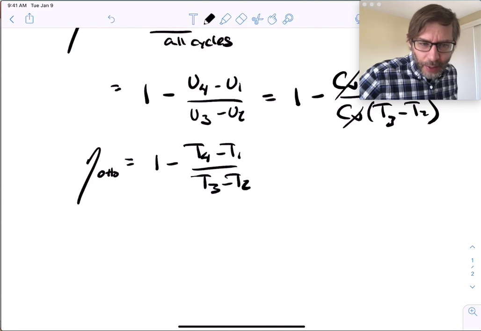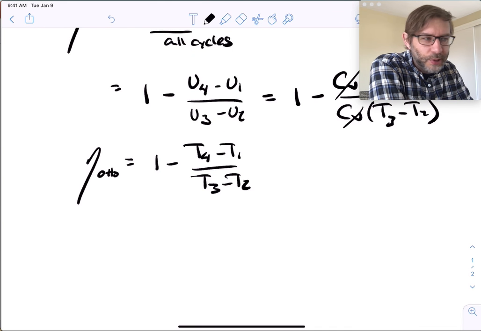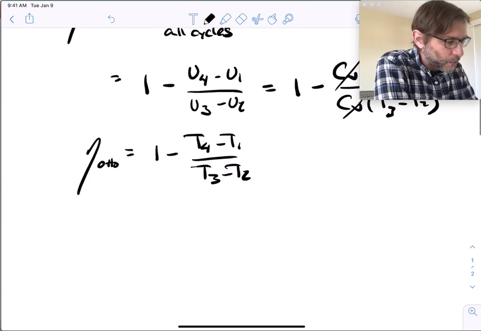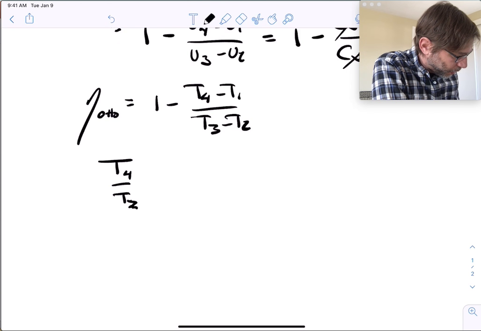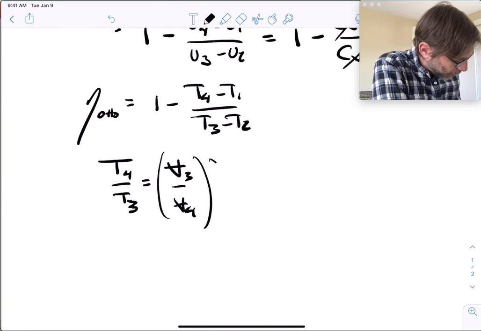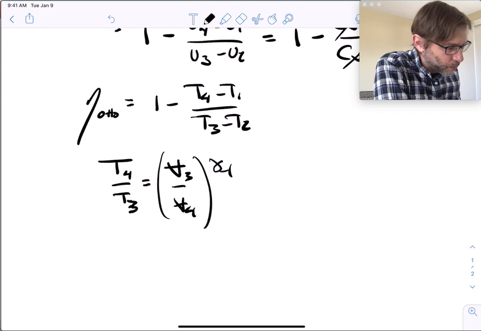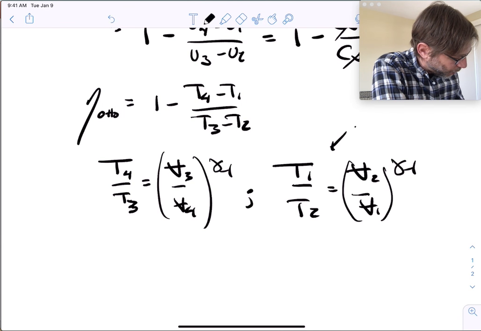Now, this is also great. Measuring temperatures is not that easy to do, especially since the engine's moving so fast. You can't actually measure the temperature inside an engine. So you want to come up with a way to do it differently. But remember, if we assume that those processes, T4 to T3, are isentropic, we have T4 over T3 equals V3 over V4 to the gamma minus 1. And we also have the compression process, which is T1 over T2 equals V2 over V1 to the gamma minus 1. Remember, these are the isentropic relations.